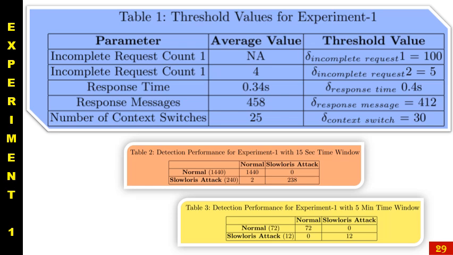Table number 2 shows the experiment results with our detection algorithm. Here, the time window that we are taking is a 15-second time window, and the confusion matrix clearly says all normal windows were detected as normal and only 2 attack windows were detected as normal. When we increase this time window, the algorithm efficiency increases. In table number 3, we can see that when the experiment was carried out with a 5-minute time window, 100% efficiency of the algorithm was achieved.